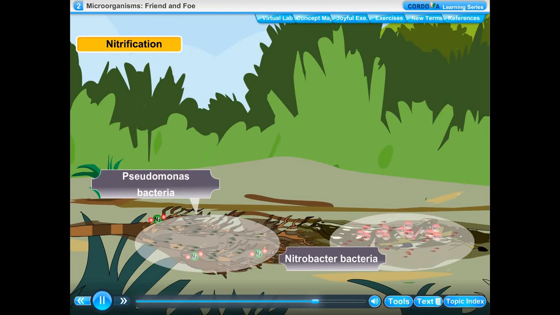Denitrification. A part of the nitrates in the soil are converted by Pseudomonas bacteria into nitrogen gas, which escapes into the atmosphere. The conversion of nitrates into free nitrogen gas by denitrifying bacteria, Pseudomonas bacteria, is called denitrification. The cycle is complete. As a result, the percentage of nitrogen in the atmosphere remains more or less constant.